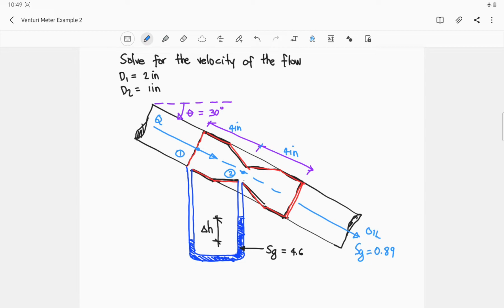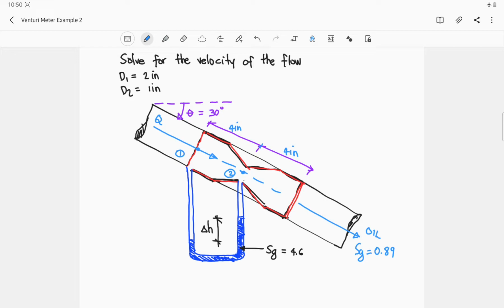We will solve an example. It's actually example number 2 for the Venturi meter. This time we have an inclined pipe where the Venturi meter is installed. The inclination has an angle of 30 degrees from the horizontal. The length of our device, the Venturi meter, is 8 inches, or 4 inches from the mouth to the throat.